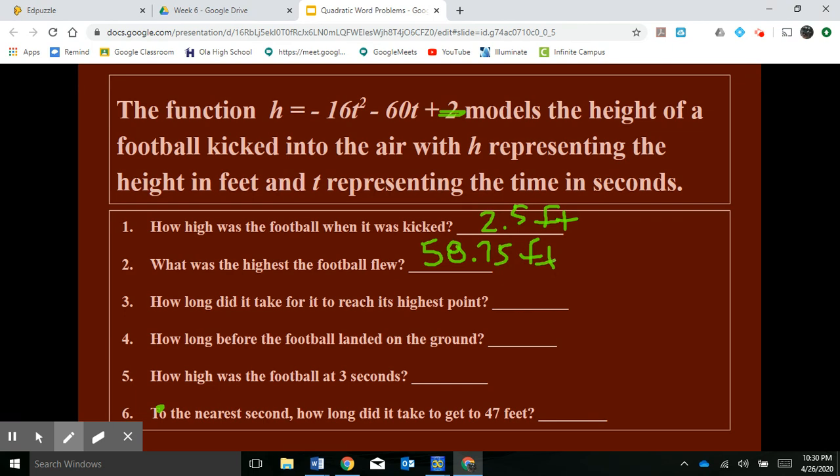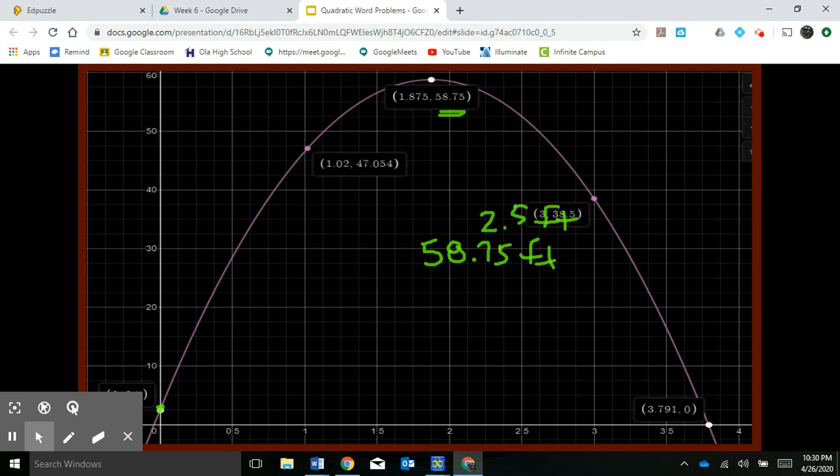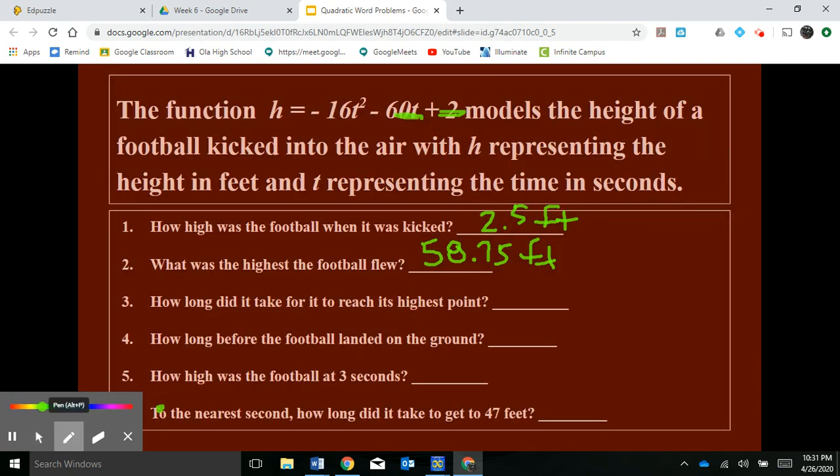Then number 3 says, how long did it take for it to reach its highest point? Now it's asking for when. Quickly go back and look. The when is the x value. So it took 1.875 seconds.